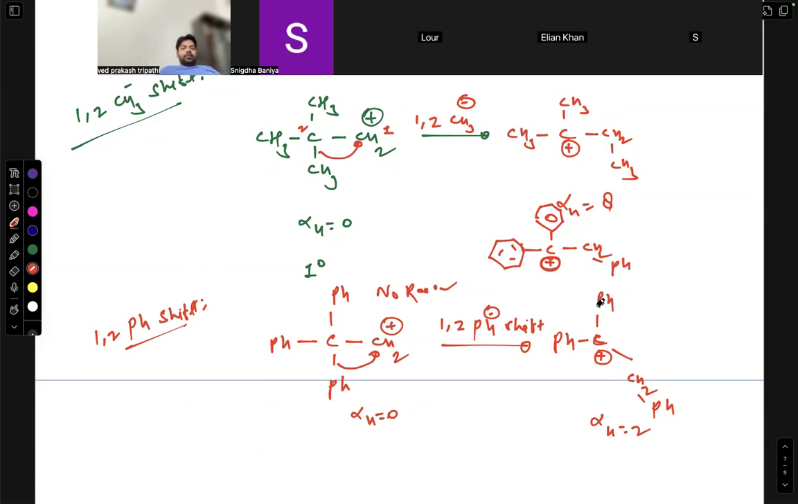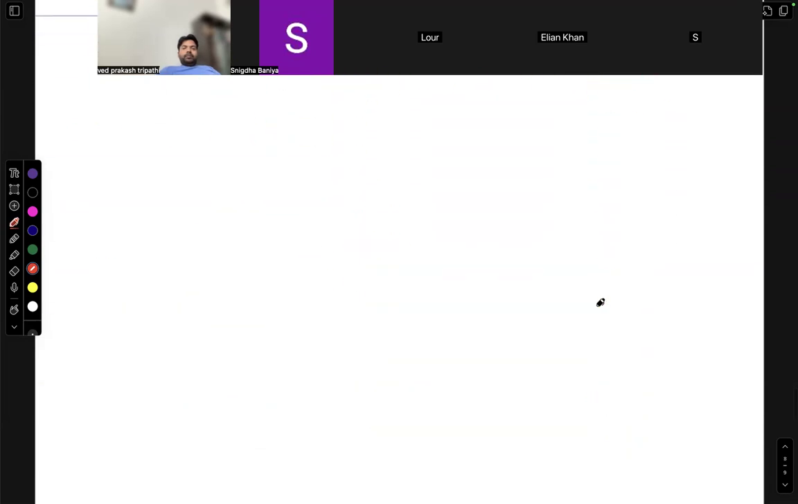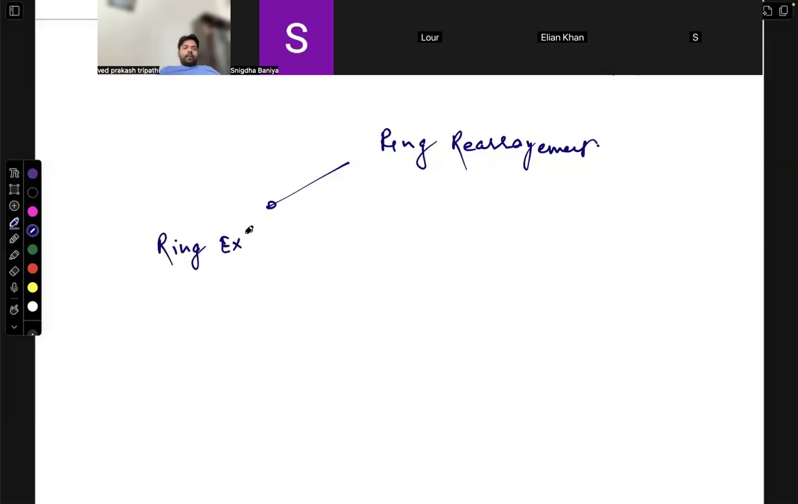And the rearrangement is very, very important, like in SN1 reaction, in E1 reaction. Why? Because they have a carbocation as an intermediate. Now the next is ring rearrangement. So we have two categories in the ring rearrangement, ring expansion and ring contraction.